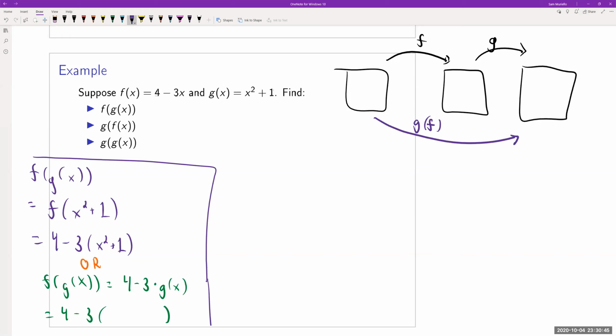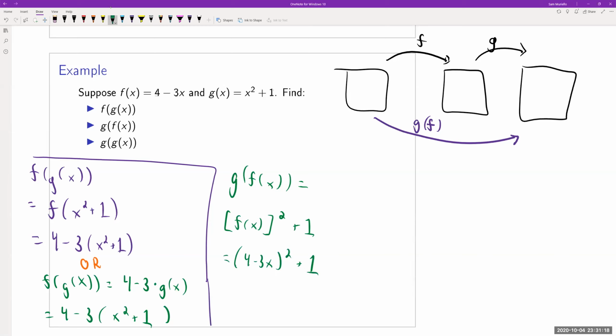So I would say f is 4 minus 3x. So f of g is 4 minus 3 times g, where g is going to be these parentheses. And then I fill the parentheses in at the end. So in this case, doing g of f of x, I could do either method here. Let's say that would be f of x squared plus 1, which would be 4 minus 3 times (x squared plus 1).